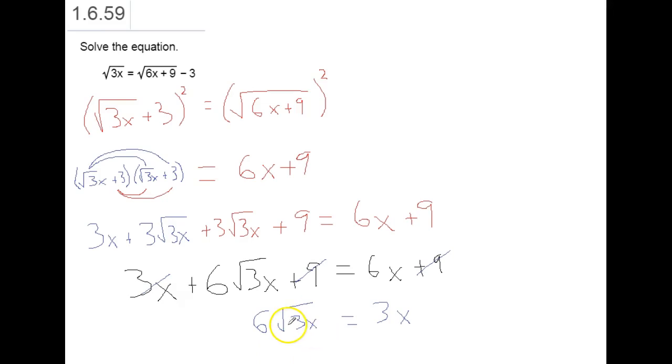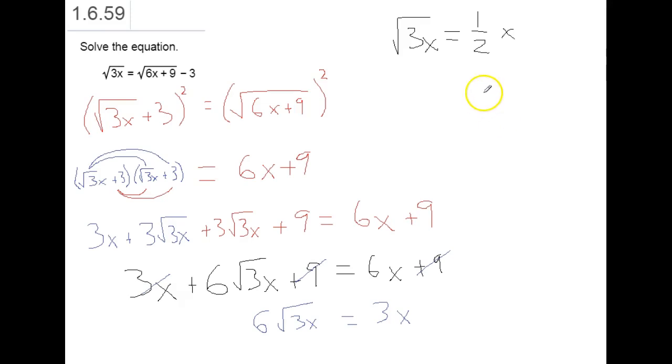So we still have a square root, so we're going to have to square both sides to get rid of that. Now, I'm going to go ahead and get rid of the 6 so that it's just the square root on this side, and that's dividing both sides by 6. So let me come up here to the top. If I divide the left side by 6, the 6 is gone, and then 3 divided by 6, 3 over 6, you'd have just 1/2. So 3 divided by 6 is 1/2 x.